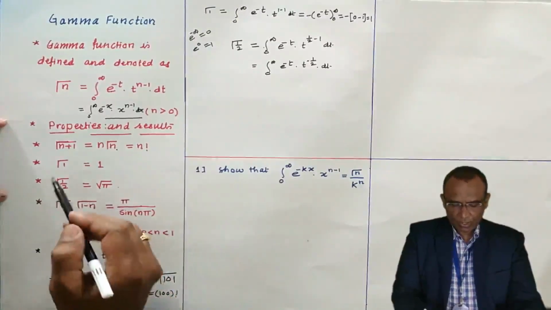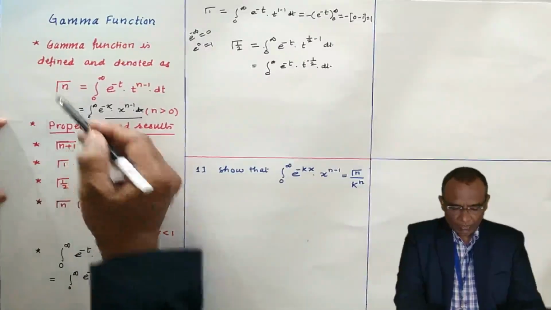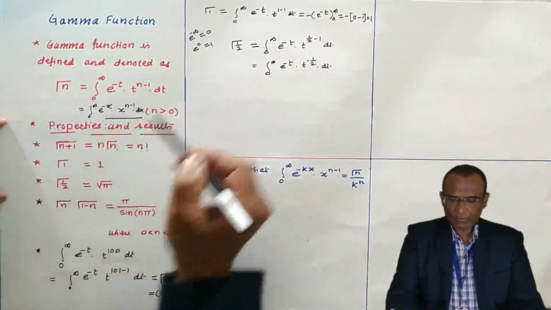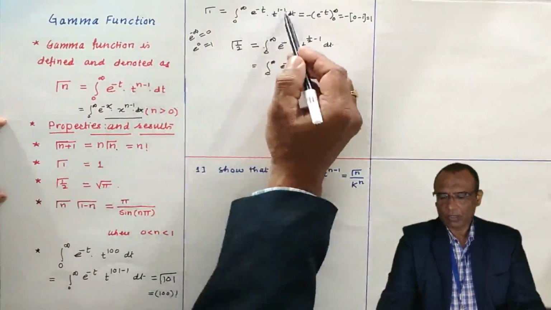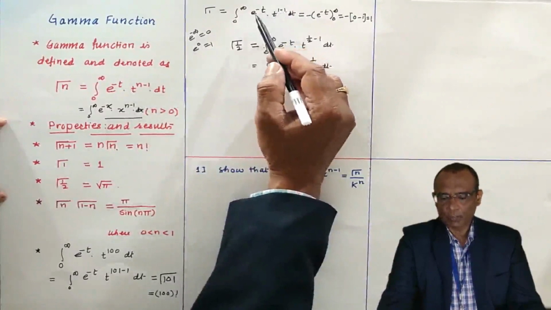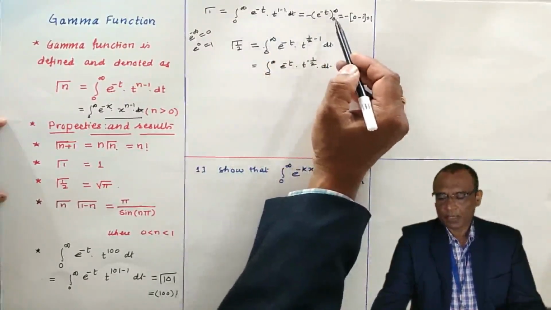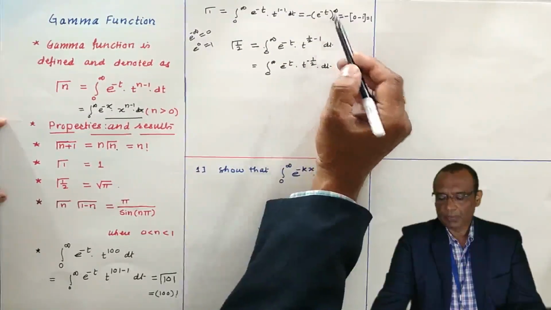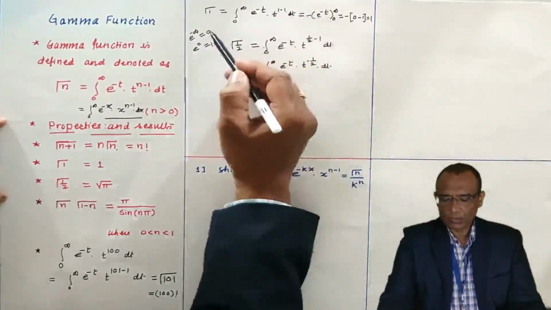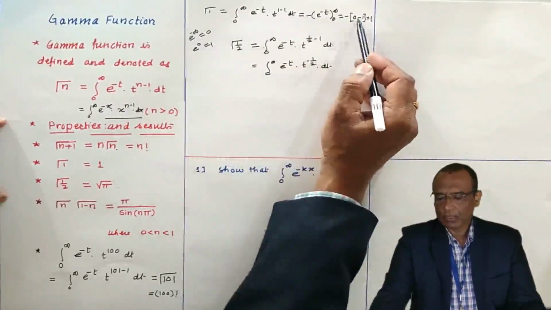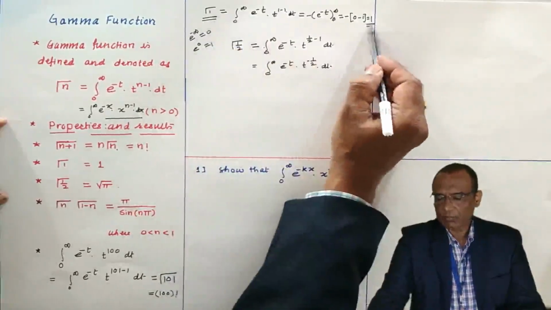For example, if I want to prove gamma 1 equal to 1, what to do? Put n equal to 1 directly. If you put n equal to 1, then 1 minus 1 is 0, and e power 0 is 1. The integral of e power minus t is minus e raised to power minus t, with lower limit 0 and upper limit infinity. Put t equal to infinity: e power minus infinity is 0. Then e power 0 is 1, and the minus and minus make plus 1. So gamma 1 is equal to 1 here.